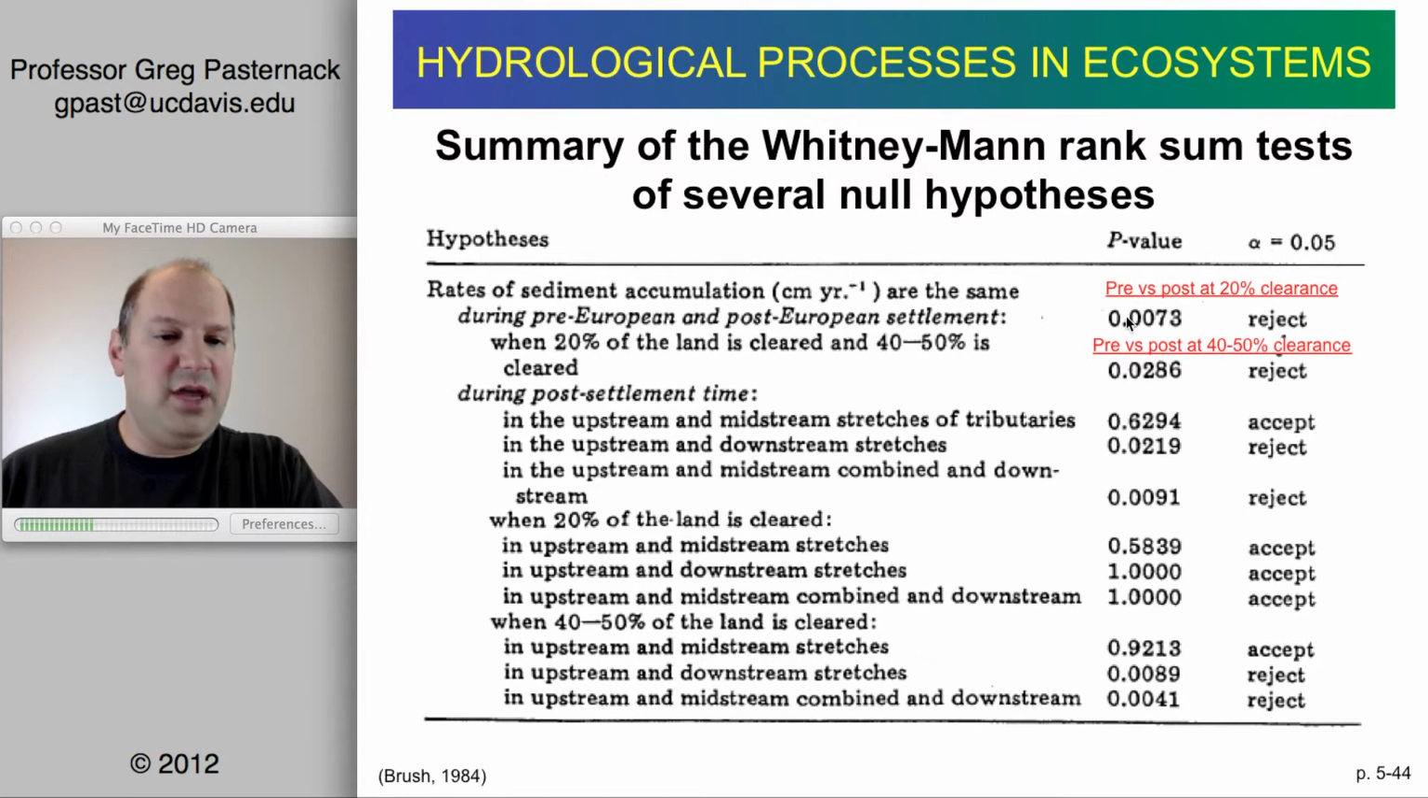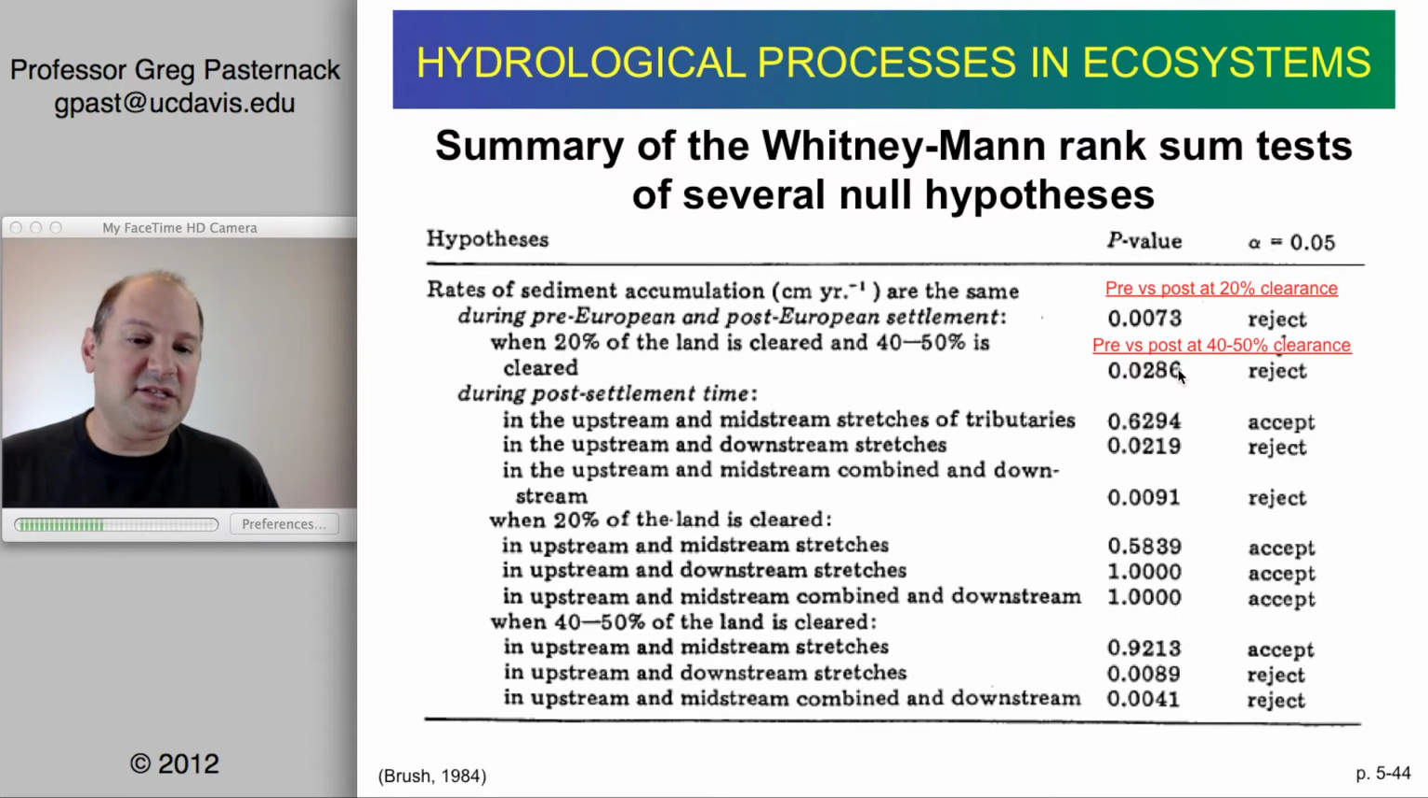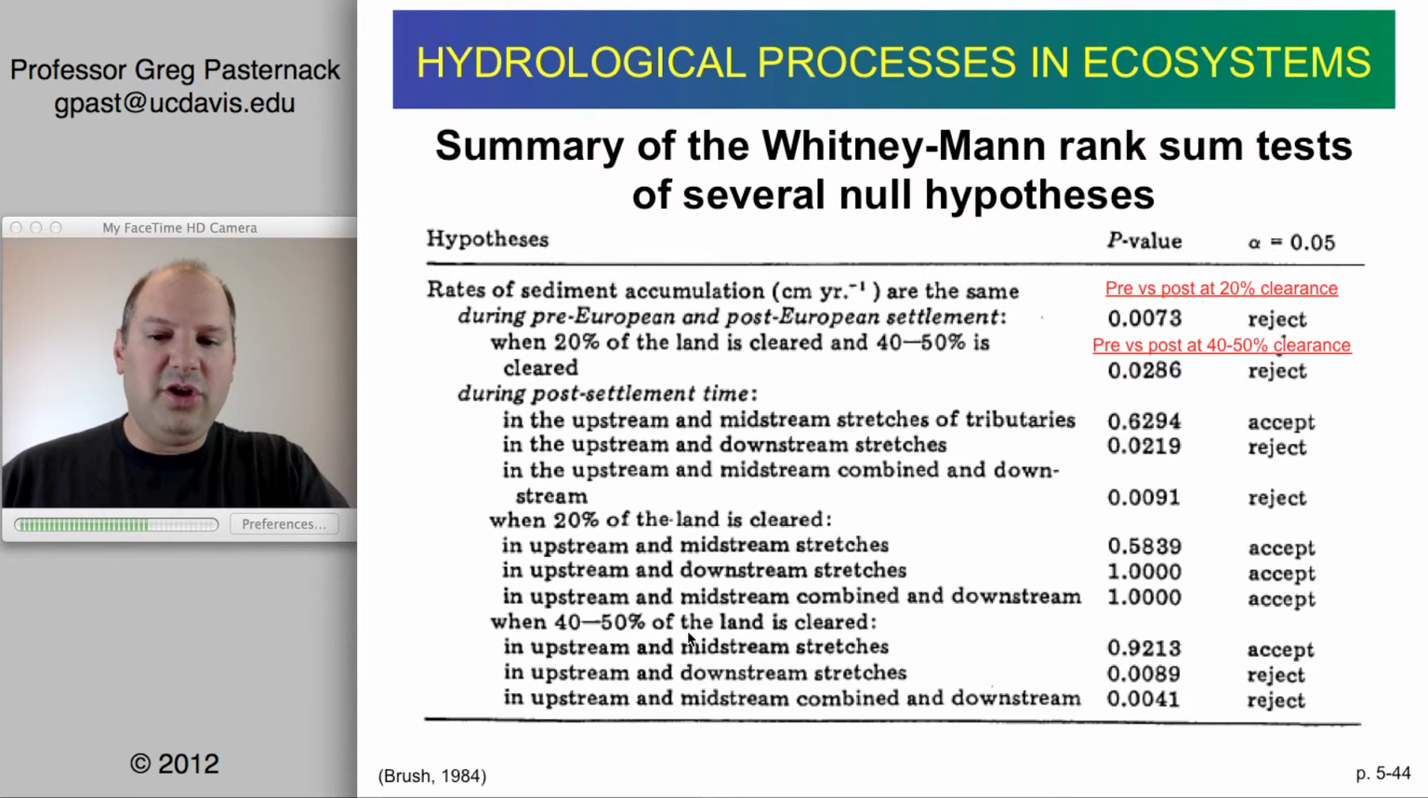The p-value here, if this value is less than 0.05, it means we have to reject that hypothesis, and in fact they're different. And so we can reject it for both the 20% level and the 50% amount of clearance. That's all higher than 95% statistical confidence. And you can look at these other things comparing upstream to downstream and so forth.